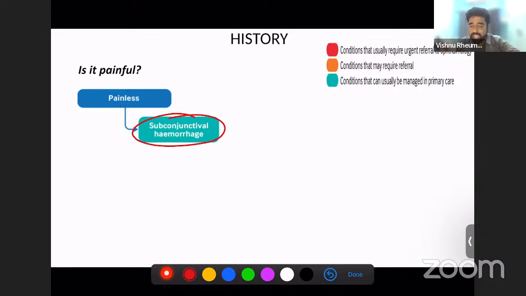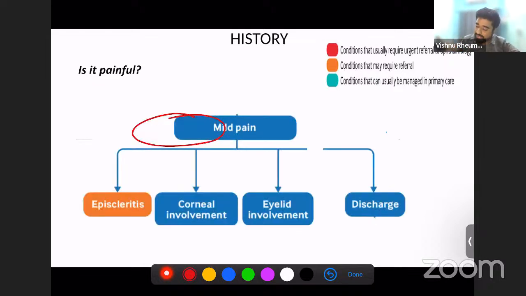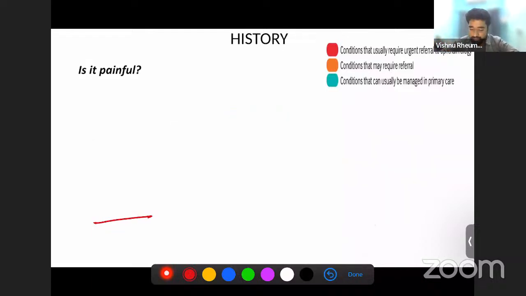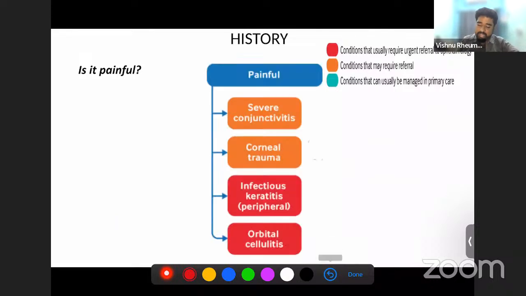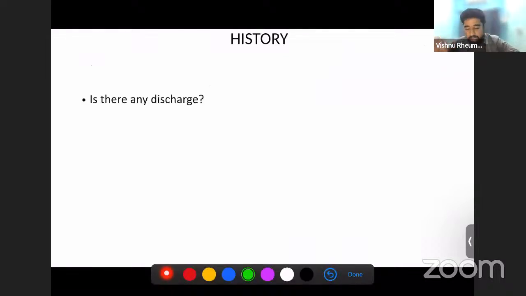So now we come to pain, where we see if it is painless, it may just be a subconjunctival hemorrhage where we treat it conservatively. But if there is mild pain, then there can be either episcleritis, corneal involvement, or conjunctivitis, or even adnexal involvement as well. If there is moderate pain, then we look at severe conjunctivitis, we look at corneal trauma, infectious keratitis, all of these. And also, as I told you, orbital cellulitis. In these conditions, always remember to look for diplopia possibility.